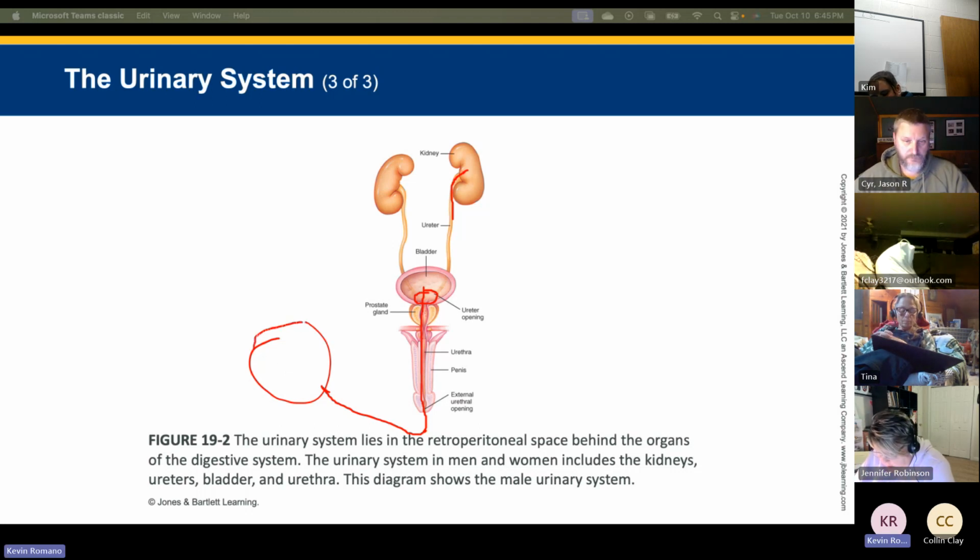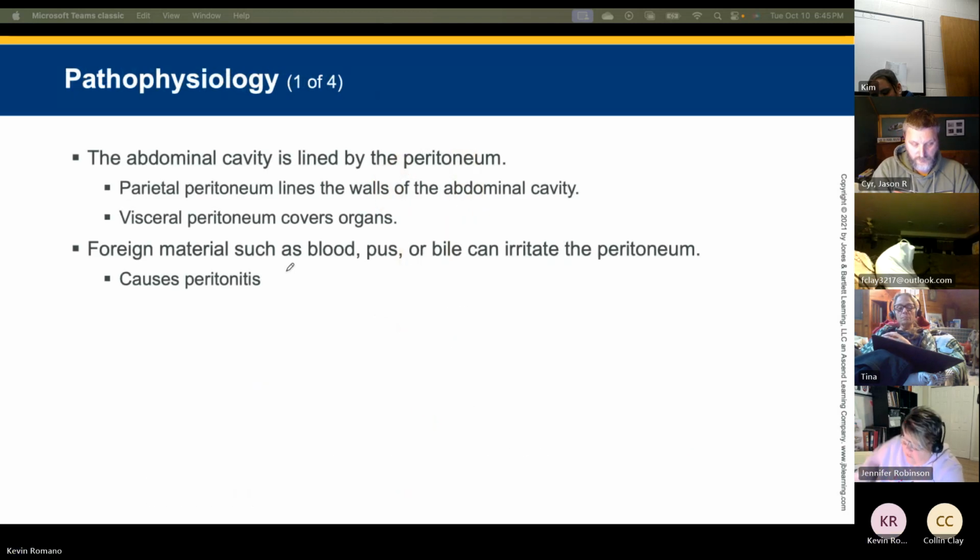right? Also, another one too is uncircumcised males are more prone to urinary tract infections because they don't pull the skin back to clean. So we see a lot of that too.